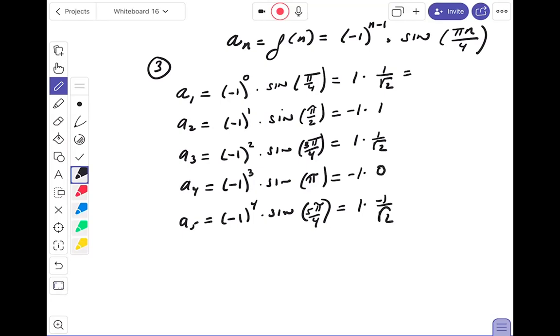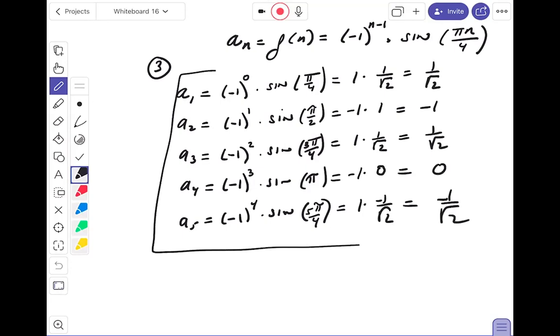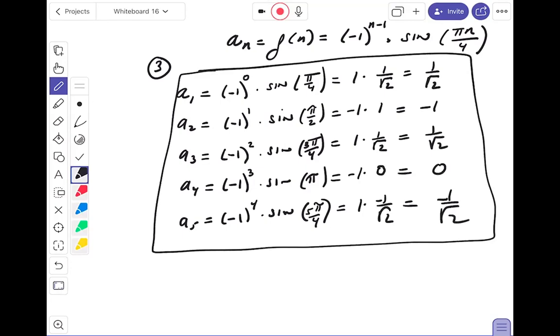I'm going to simplify these. This is 1 over root 2. This is minus 1. This is 1 over root 2. This is going to be 0. And this will be minus 1 over root 2. I put a box in this indicating that's my work with the answers. I'm going to look at the answer key now and see how I did. So 1 over root 2, minus 1. Again, I'm looking at the answer key. 1 over root 2, 0, minus 1 over root 2.